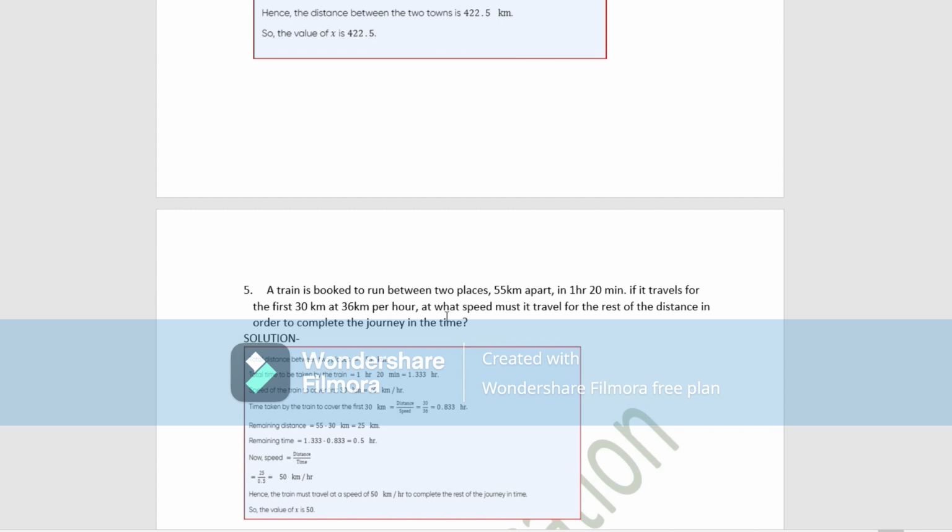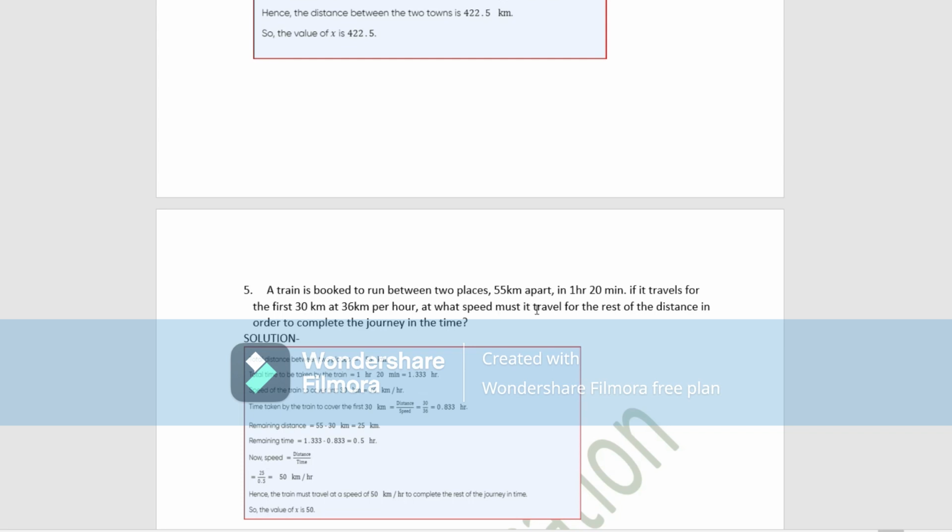A train is booked to run between two places, 55 km apart, in 1 hour 20 minutes. If it travels the first 30 km at 36 km per hour, at what speed must it travel for the rest of the distance in order to complete the journey in the time? Now see, the total distance of the two places is what? 55 kilometer, because it is telling that the train is booked to run between the two places 55 kilometer apart. So this 55 will be the distance between the two places.